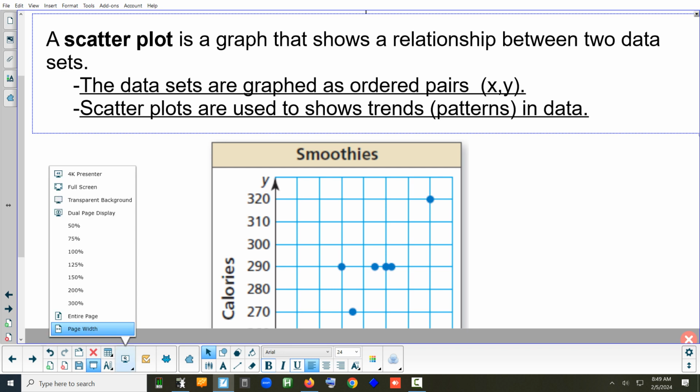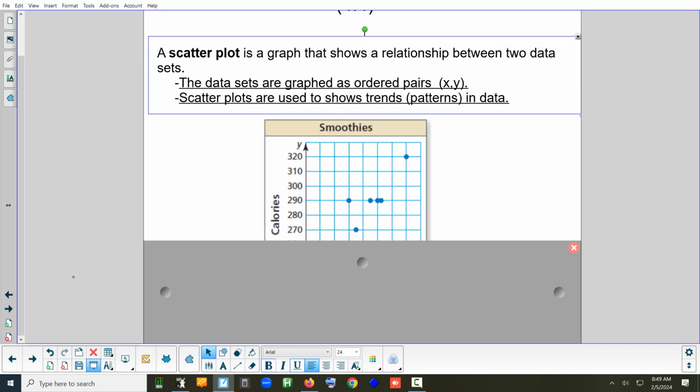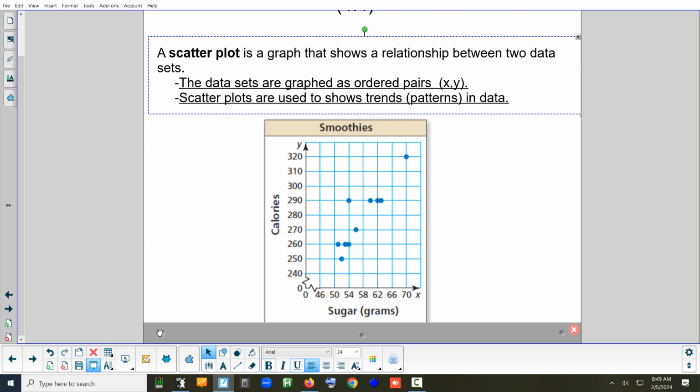A couple things that you want to make sure you do when you have a scatter plot. Well, the first thing is you have to label each axis. So in my example, it was number of minutes studying and the grade on the test. In this one, it's about different smoothies: how much sugar is in the smoothie and the number of calories. So they're checking to see, does the amount of sugar that you put in the drink affect how many calories are in the drink? That's the question.